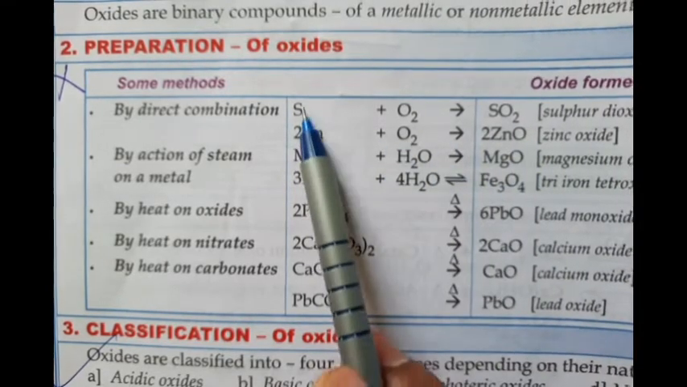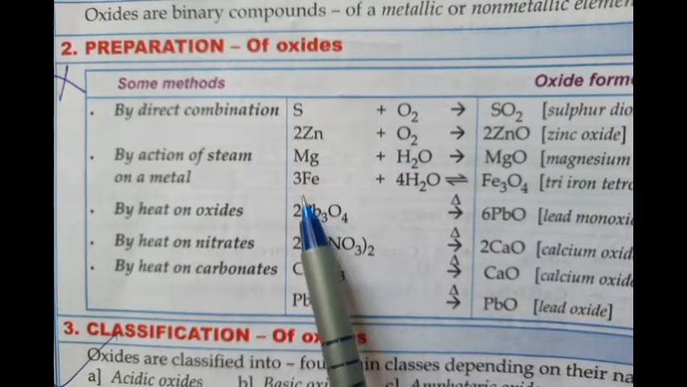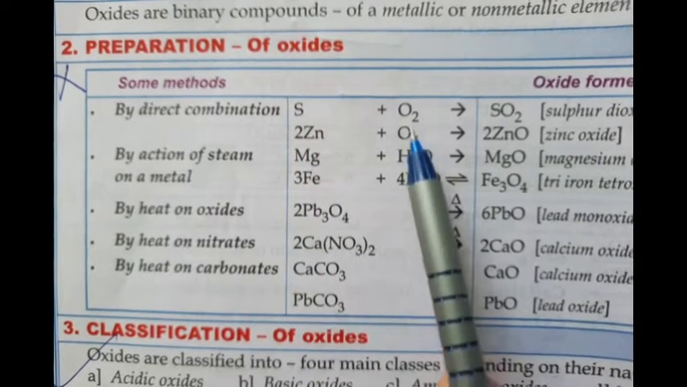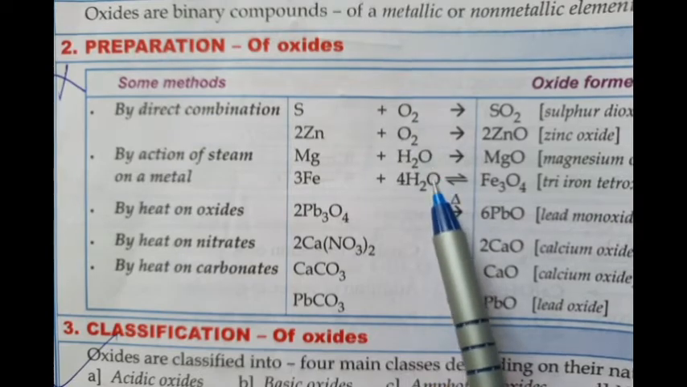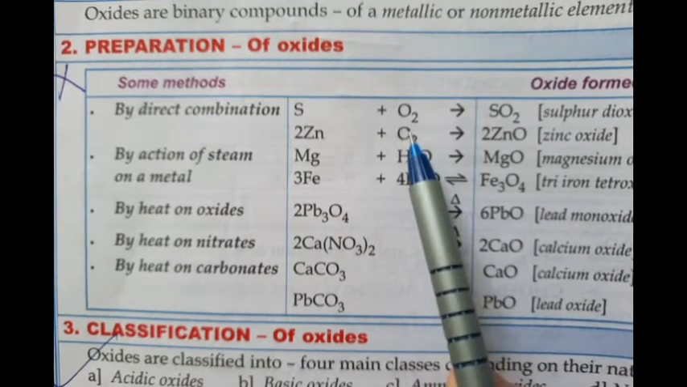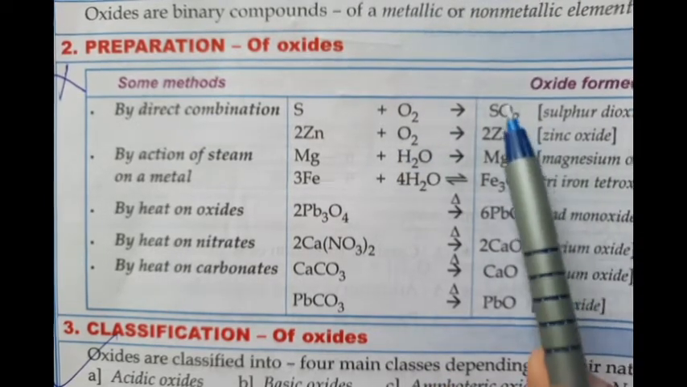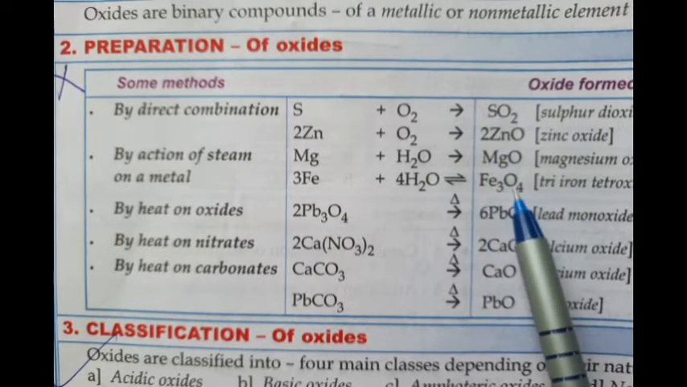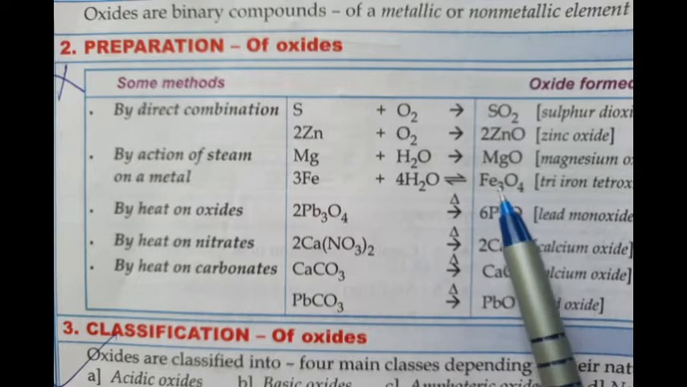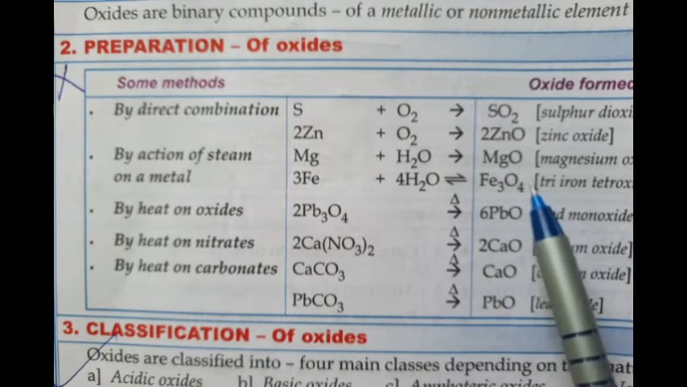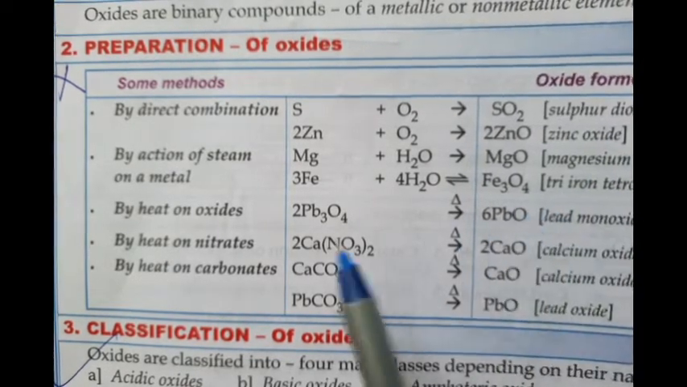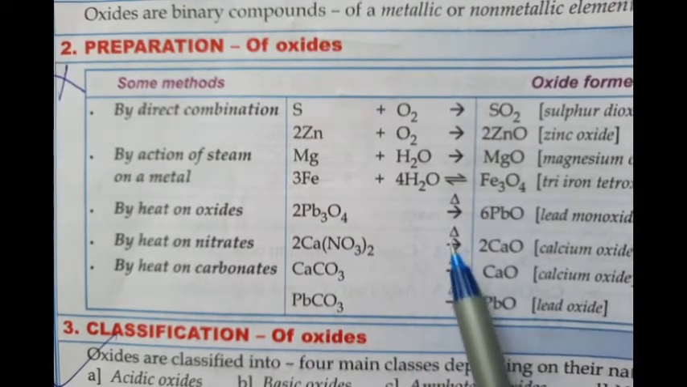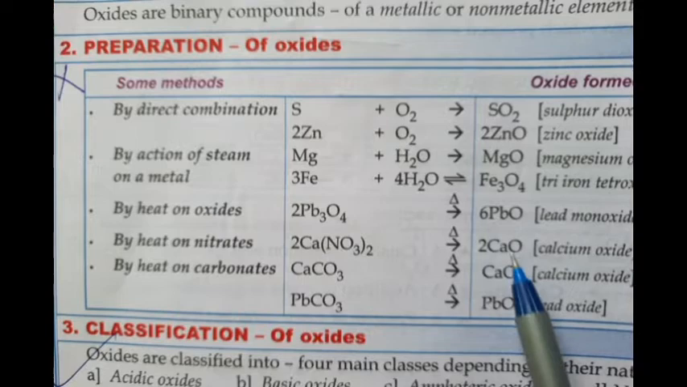That means any element from sulfur to iron, when it reacts with water or oxygen, we get oxide. Sulfur dioxide, zinc oxide, magnesium oxide, triiron tetraoxide. So all of them are oxides. But some oxides we even get by heating only. These are compounds which, when you heat them, you get oxides like lead oxide, calcium oxide.